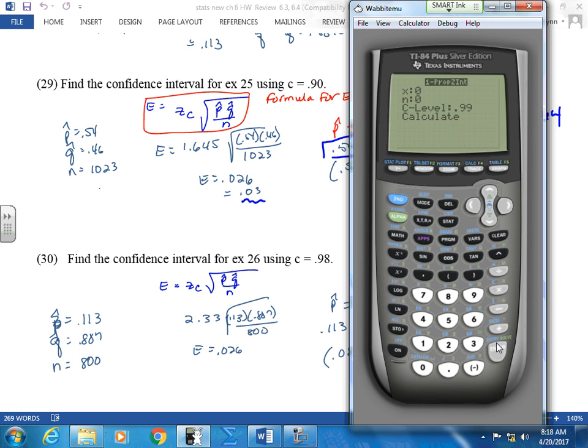It says, what is your x? My x was, they didn't give me an x. I'm sorry, say that again. 552. And my n was 1026. 1023. Thank you. And I'm using a 90% confidence interval.